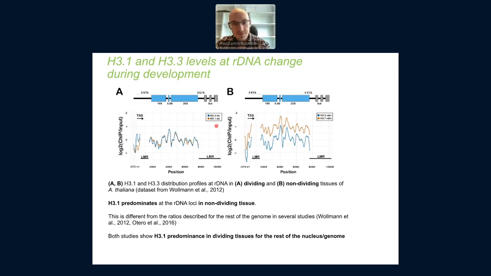Here we took a public data set from the Wallman article comparing H31 and H33 distribution in dividing and non-dividing tissues of Arabidopsis thaliana. We found that in dividing tissues, the amount of H31 and H33 at RDNA was quite similar, and the only distinct feature was a small H33 peak at the transcriptional start site. In non-dividing tissues, the levels of H33 stayed quite the same, but H31 was much more prevalent and its amount increased.